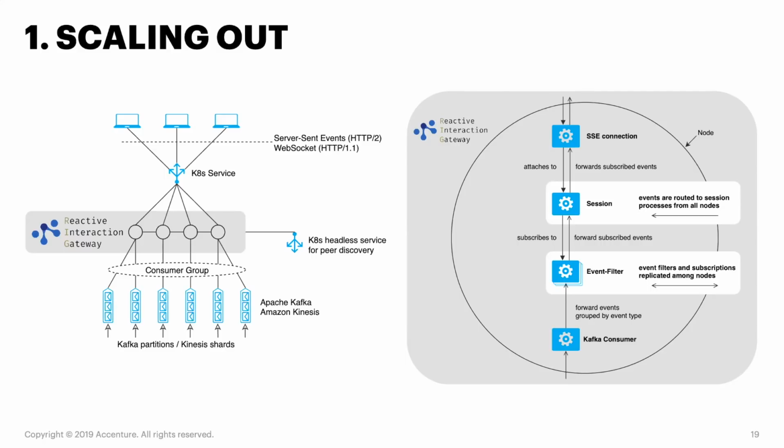Okay, I'll answer the last question first. The client doesn't have to know which node to connect to. You can just put a load balancer in front of it, like here in this picture also. Rig will take care that events are routed internally to the connection, regardless of where the connection connects to or where the connection ends up. So that was the second question.